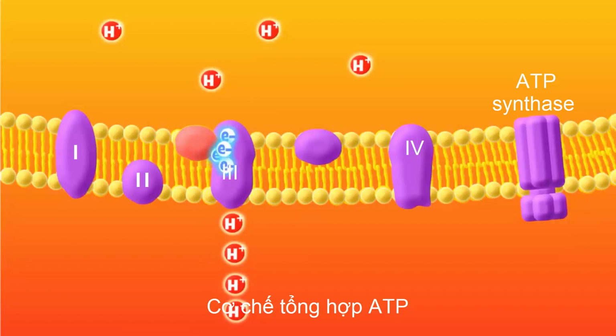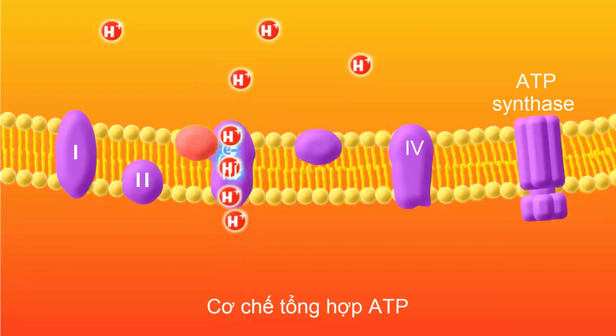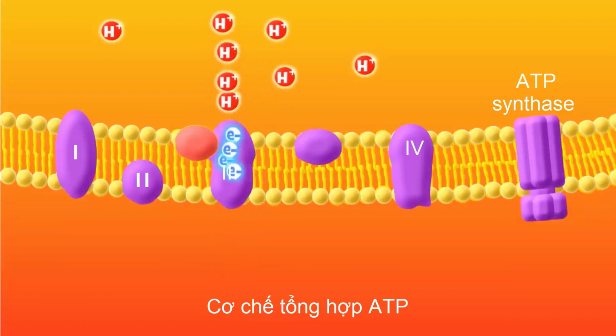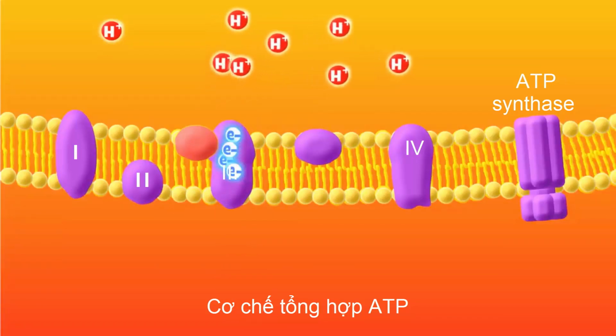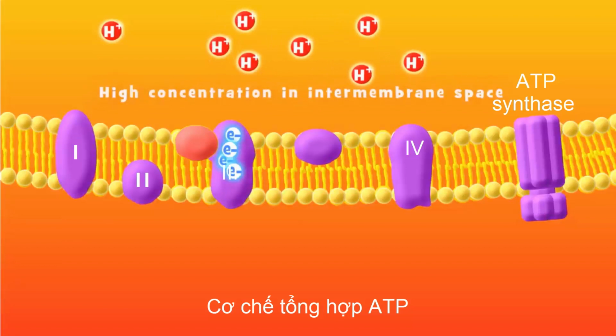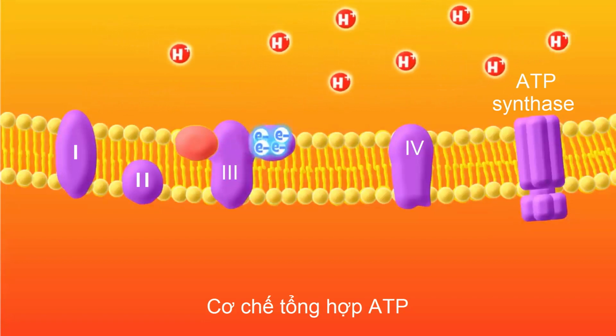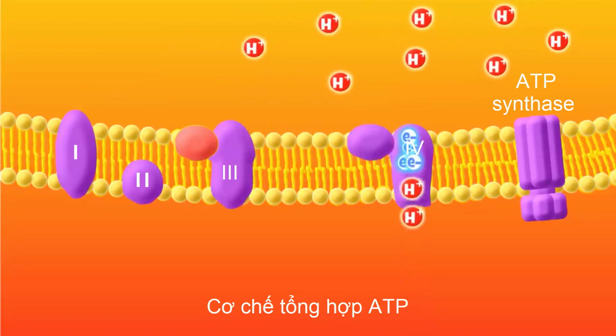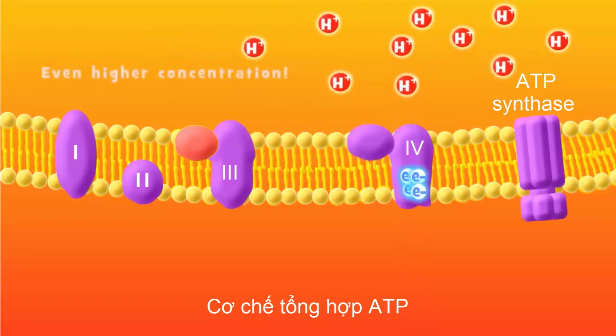At this next protein complex, the electron energy is used once again to transport hydrogen ions across the membrane into the intermembrane space. Notice that we are building up a high concentration of hydrogen ions in the intermembrane space. This will be very important soon. Now the electrons are transported to a final protein complex, where their energy is used once again to pump hydrogen ions into the intermembrane space, making the concentration even higher.